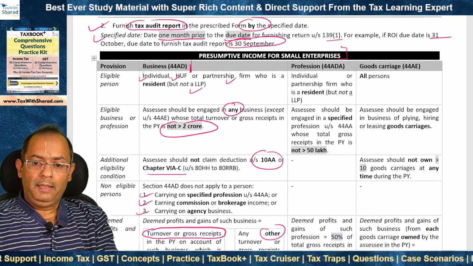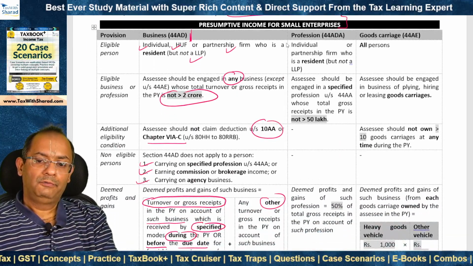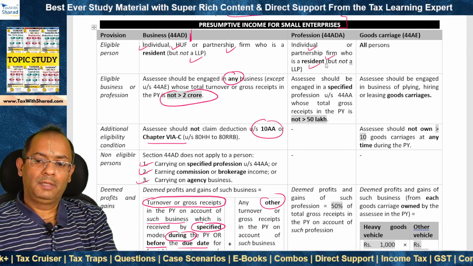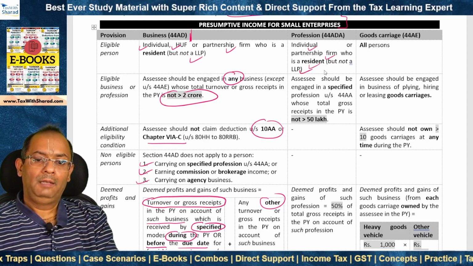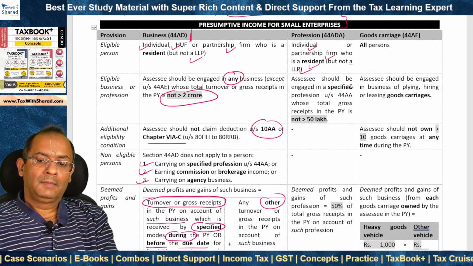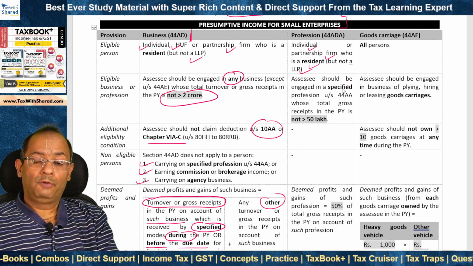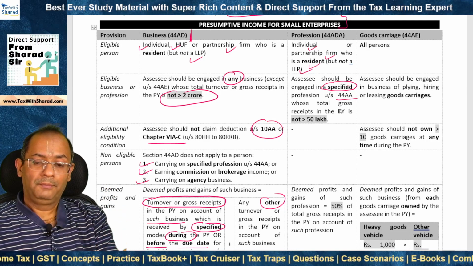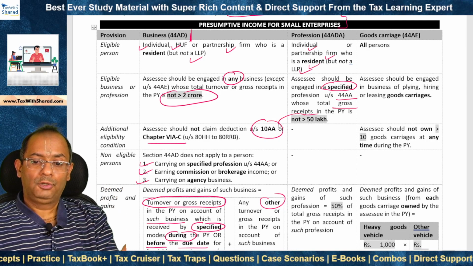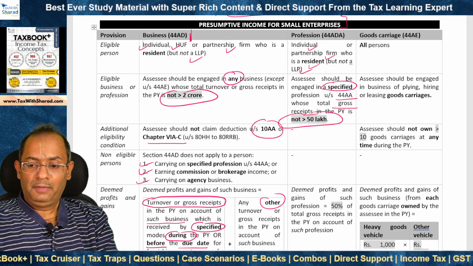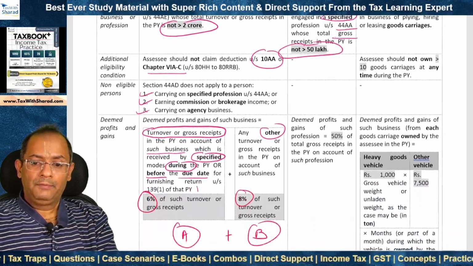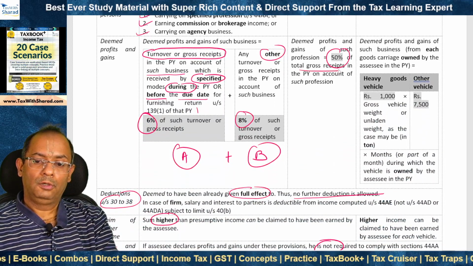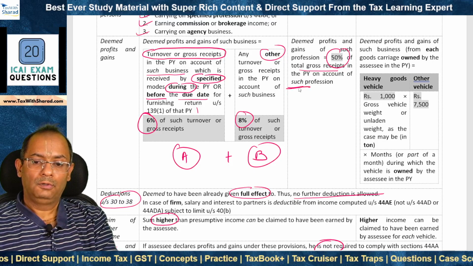Now we come to 44ADA, which deals with a case of profession. And this applies to whom? This applies to an individual or a partnership firm who is a resident. So it doesn't apply to an LLP, an HUF, or any other person. The condition is that the assessee should be engaged in a profession, but not all, in a specified profession which we have discussed in 44AA. And the total gross receipts in the previous year should not be more than 50 lakh. If this is satisfied, then 44ADA can be availed, and deemed profits and gains of such profession will be equal to 50% of the total gross receipts in the previous year on account of such profession.